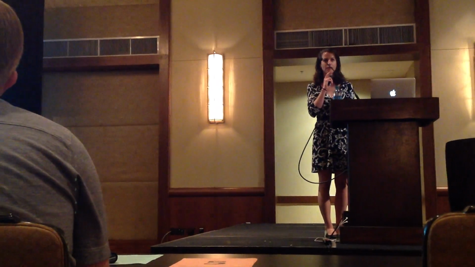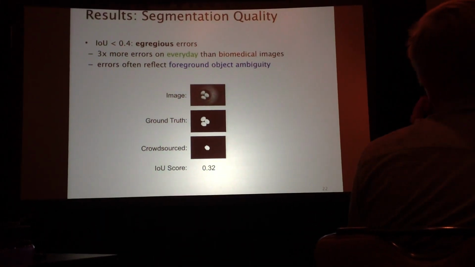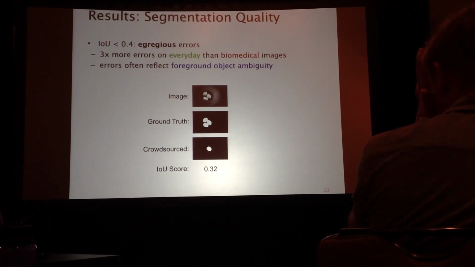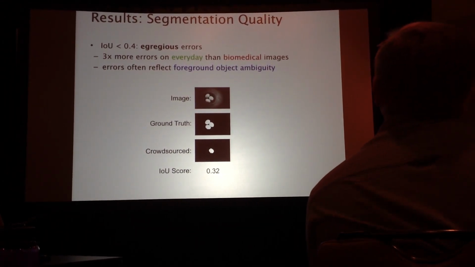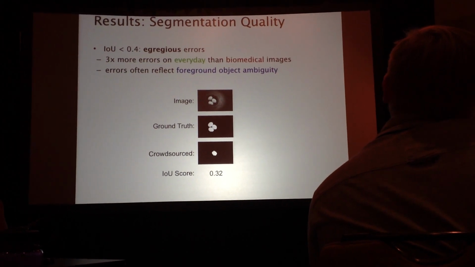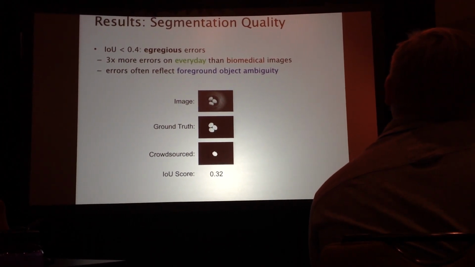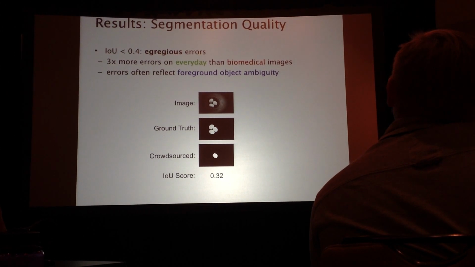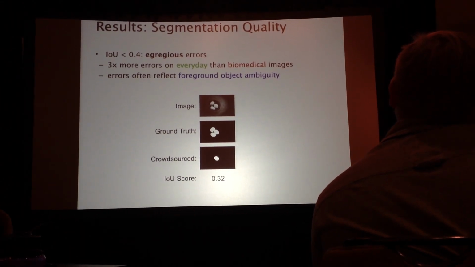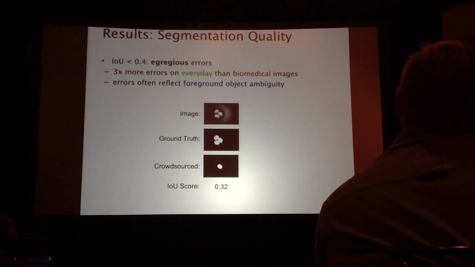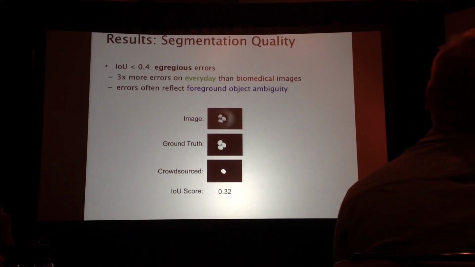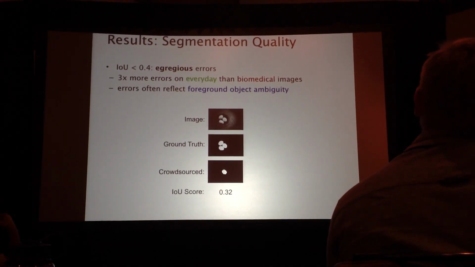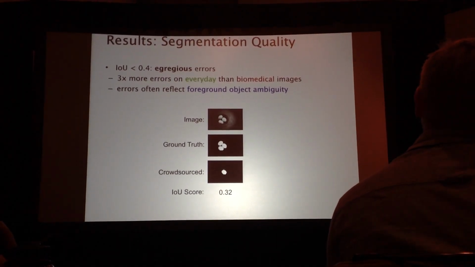What we did find of particular interest is when we looked at when there's less than 40% pixel overlap, or an IOU score of less than 0.4. These types of errors were occurring 3 times more often on everyday images than biomedical images. Just to illustrate what these types of errors look like, I show the image, a ground truth, followed by the crowdsourced drawing. And the IOU score here shows 32% pixel overlap. Hopefully it should be clear that these kinds of errors are arising because there's ambiguity. There's disagreement about what is the foreground object.